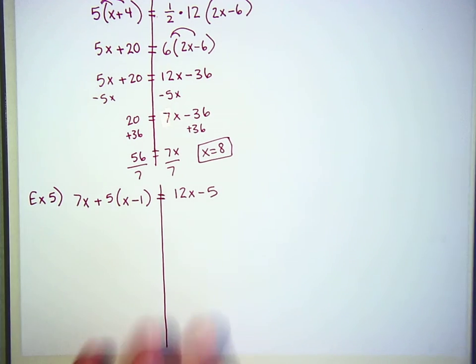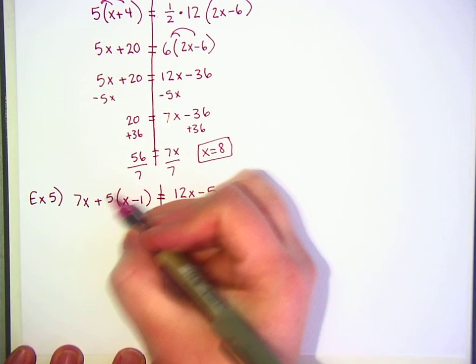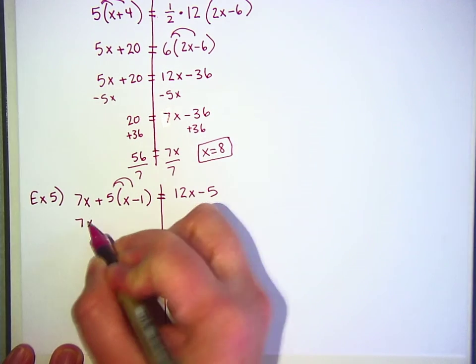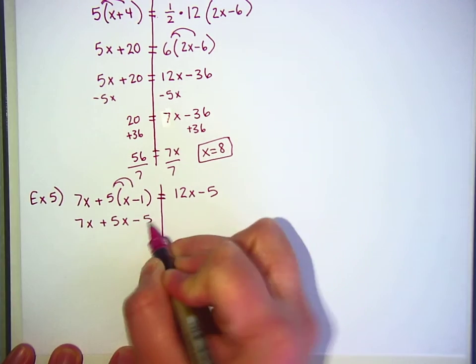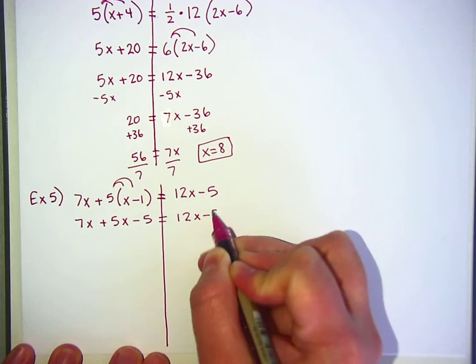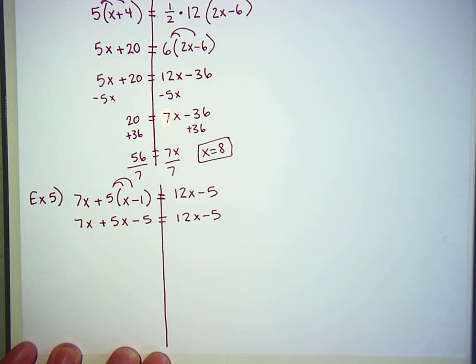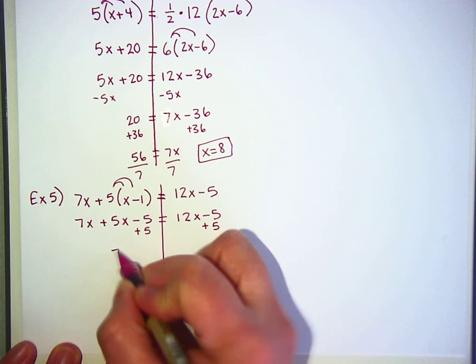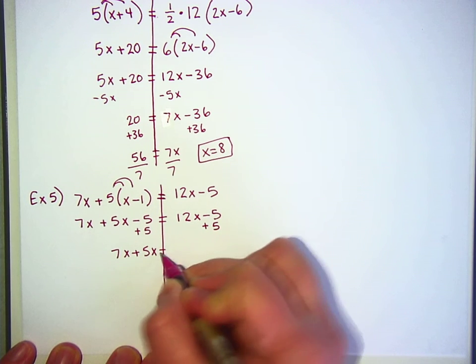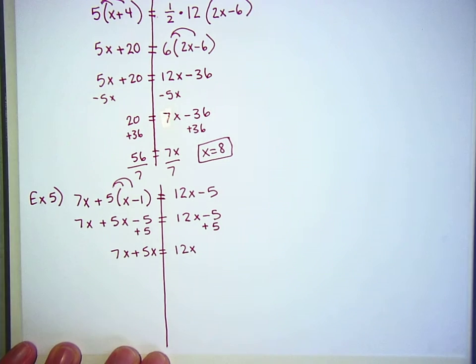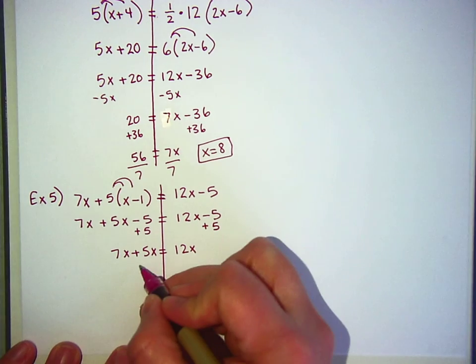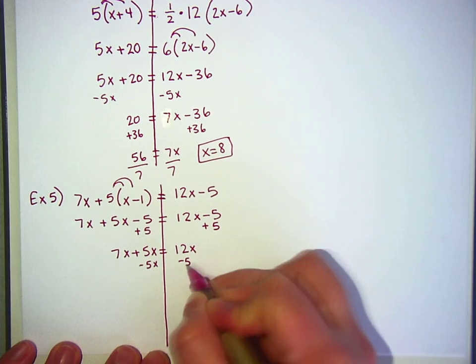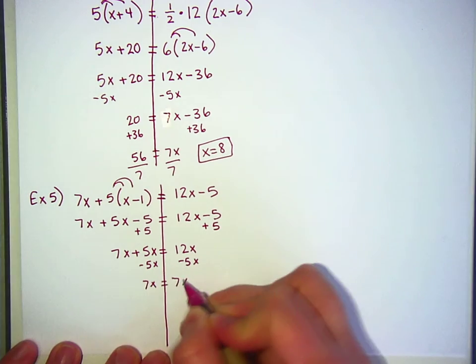I want you to distribute it with the 5 first. Yep. Brilliant so far. And then plus 5 to both sides. Okay. So now I've got 7x plus 5x equals 12x. And then minus 5 from both sides. Okay, minus 5x. So now I've got 7x equals 7x, and 12 minus 5 is 7.